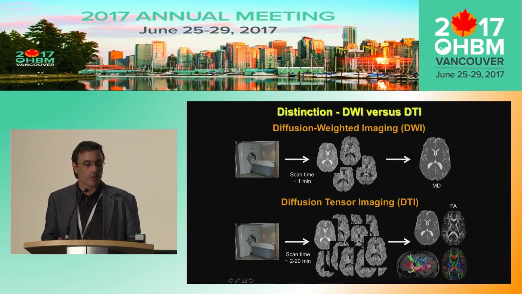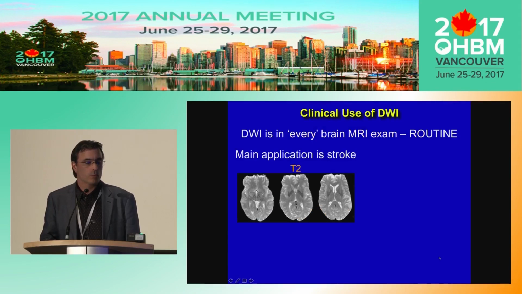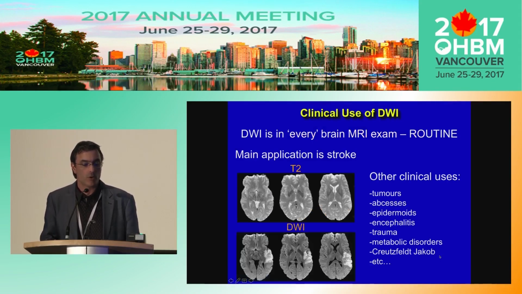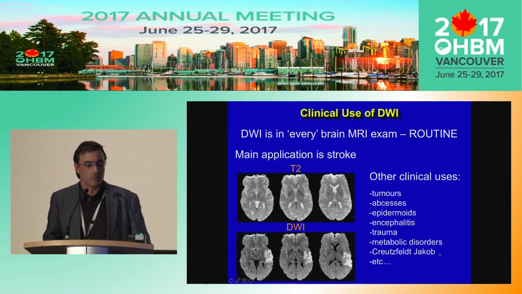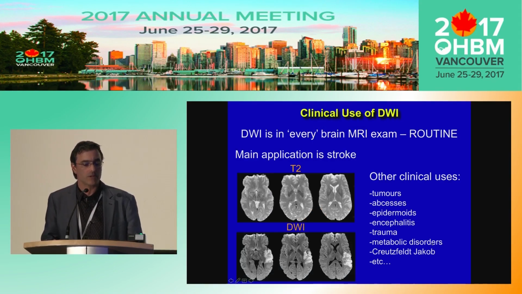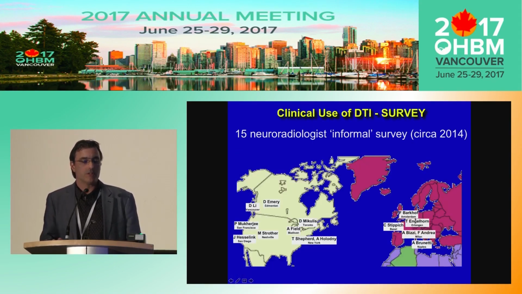But usually you do more directions, more shells, etc., and it could take as long as 60 minutes if you're doing the connectome. But you can get a lot more information out, obviously. So we know that diffusion-weighted imaging is in every brain MR exam. It's routine. You can detect stroke, and there are other clinical uses as well, tumors and abscesses, et cetera. So what about DTI?